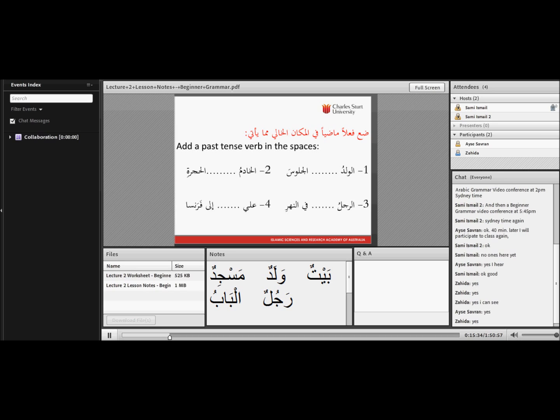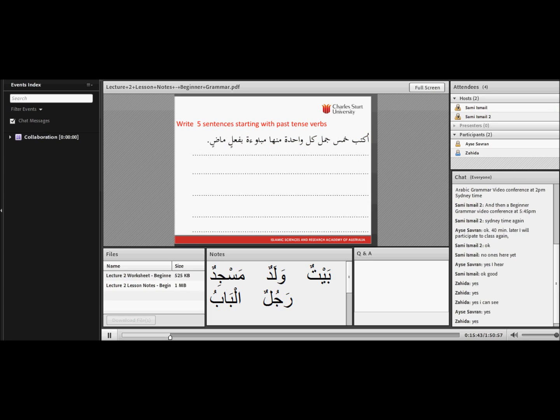Okay, once again here, add a past tense verb in the spaces. We'll do this later as well. Write 5 sentences starting with past tense verbs. We'll come to this inshallah.